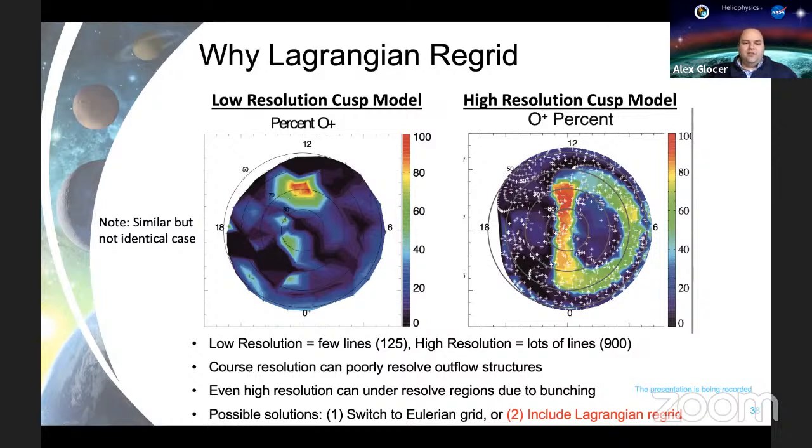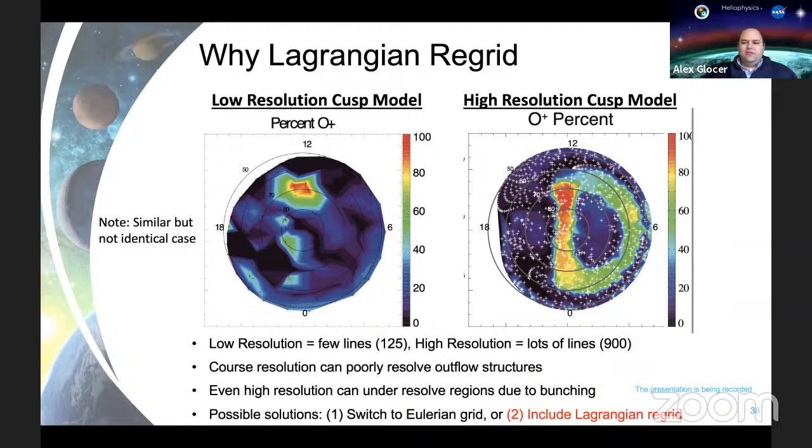And in particular, if you don't have enough field lines, so on the left, this is a case with a relatively small number of field lines, 125. This is looking down on the polar cap at the effect of an imposed cusp. And what we find is that we get in general the right solution, but it gets kind of choppy. If you have coarse resolution, you can only poorly resolve outflow structures.